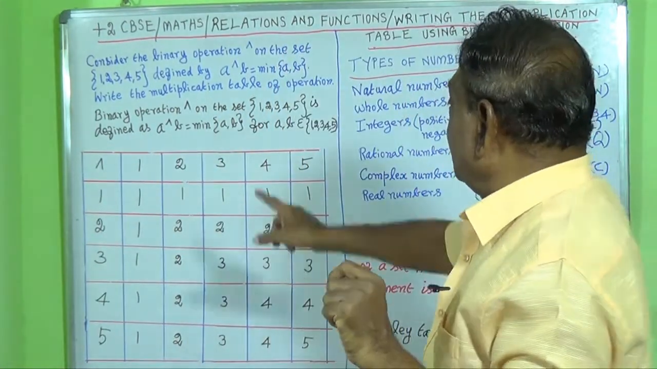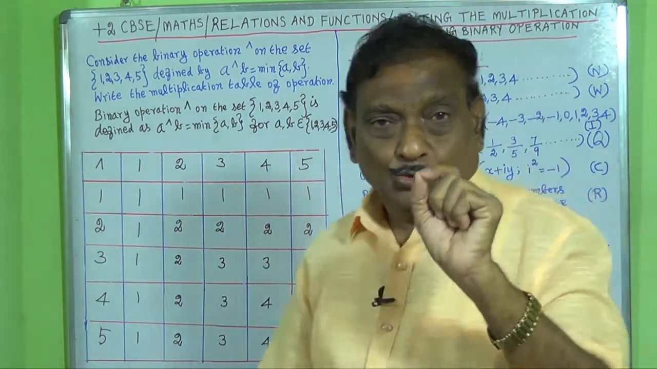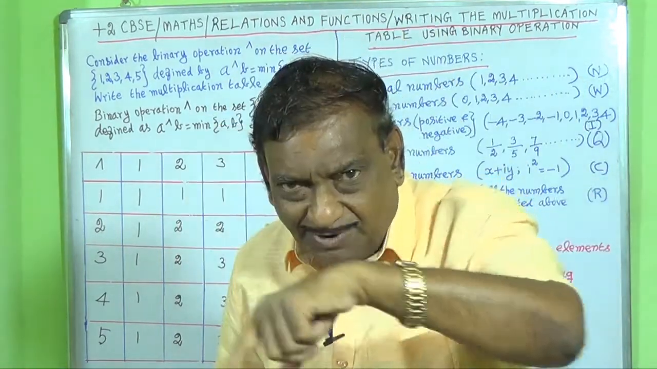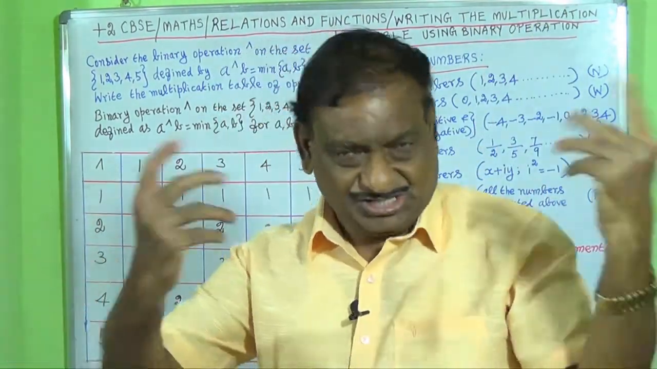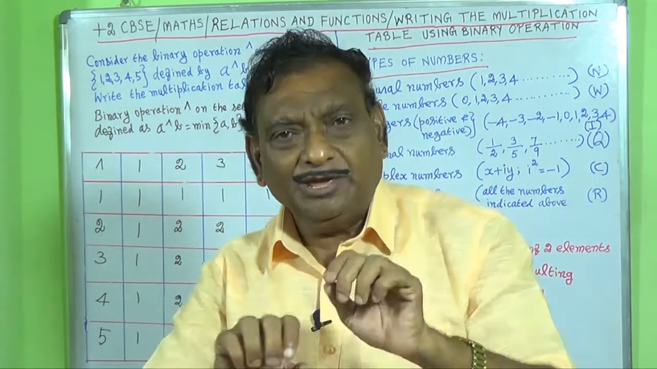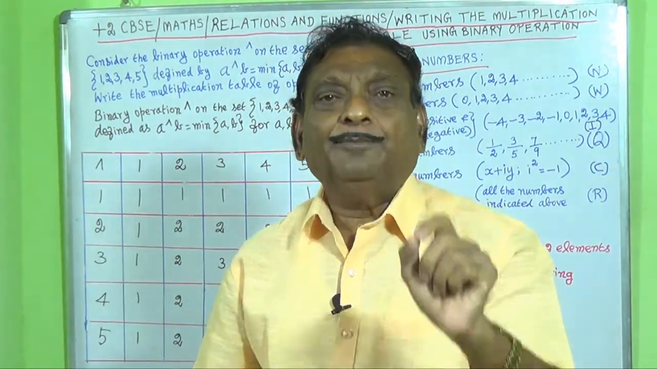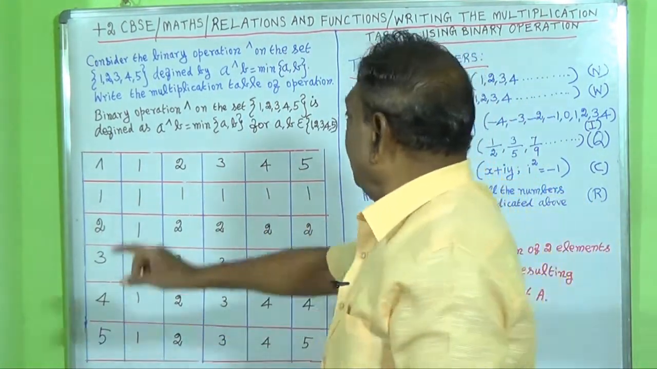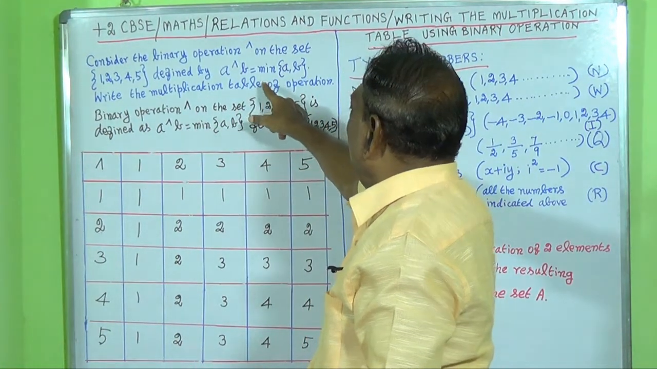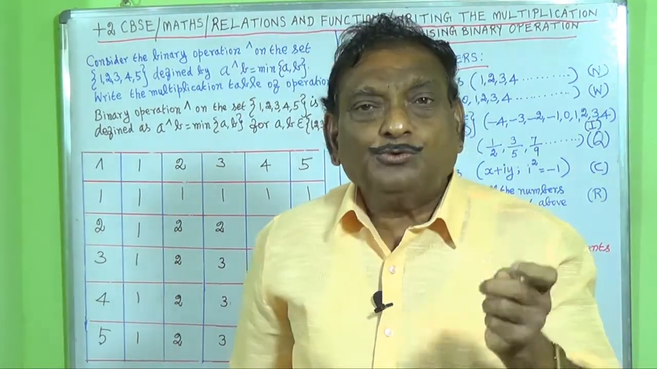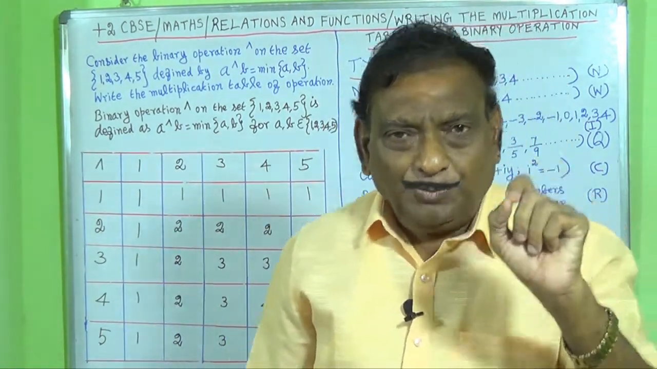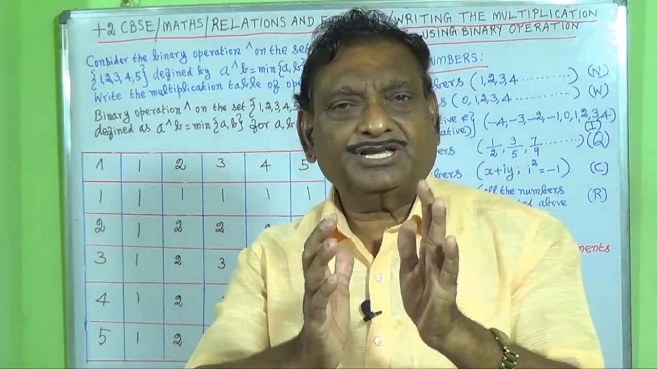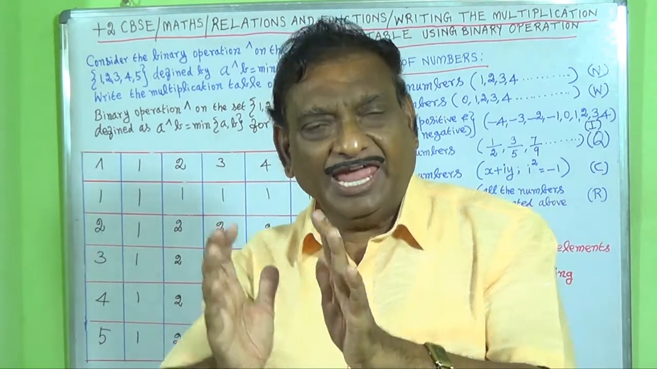In this sum, the set is given as 1, 2, 3, 4, 5. Of these 5 elements, we can take any 2 elements. After taking any 2 elements, we should perform the binary operation. The given binary operation in this question is A binary operator B equal to minimum of A comma B. We have to write the multiplication table. Multiplication table is also called Cayley table because this table is described by Cayley.